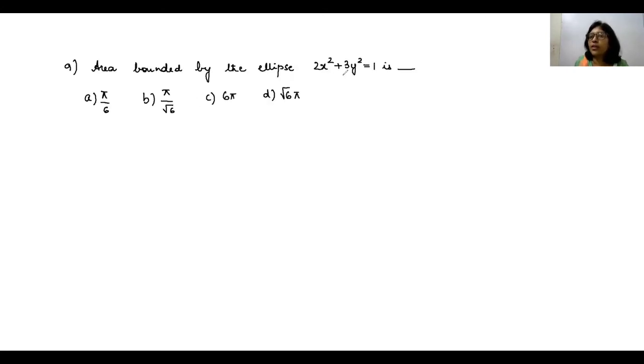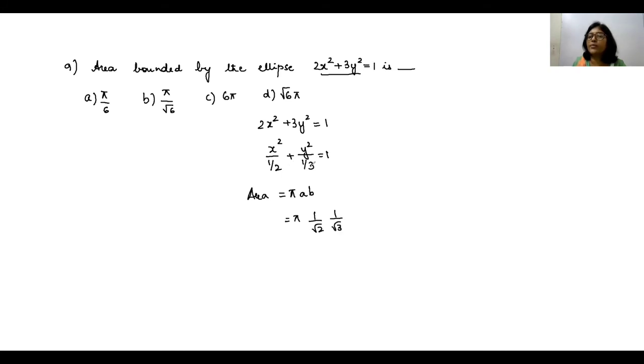Area bounded by ellipse. So first let's convert the ellipse to the standard form. This becomes upon 1/2, and this becomes upon 1/3. For finding the area is pi AB. So our A is 1 by root 2 and B is 1 by root 3, because these values are A square and B square. So the answer is pi upon root 6.